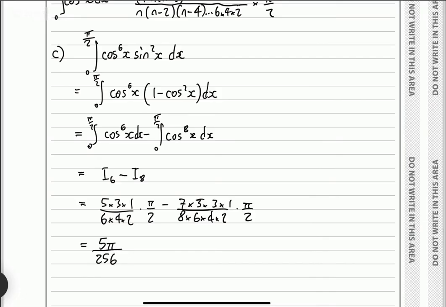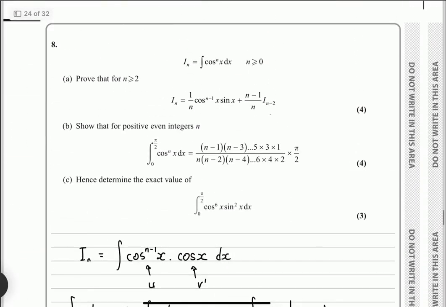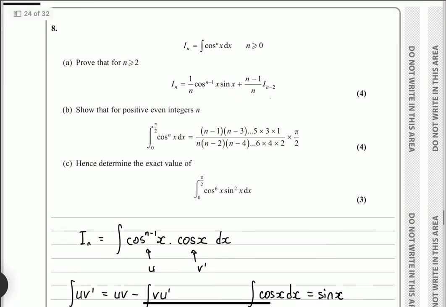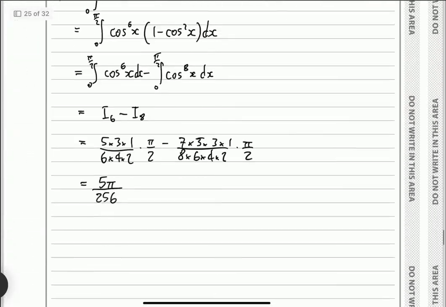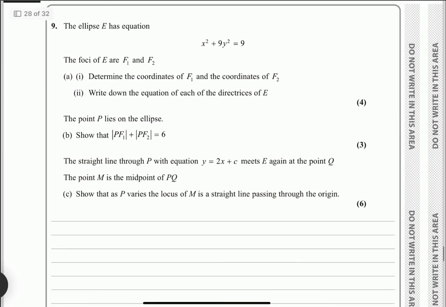Part C finished. Just double check. Exact value, yes, finished. On to question 9. The ellipse E has this equation. The foci of E are F1 and F2. Determine the coordinates of F1 and F2.